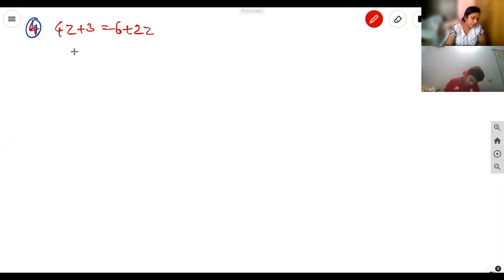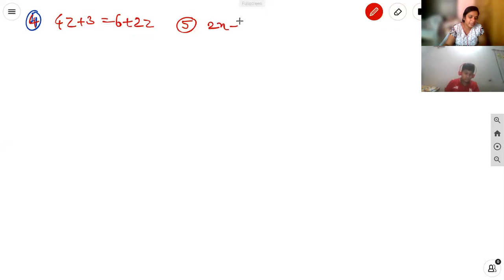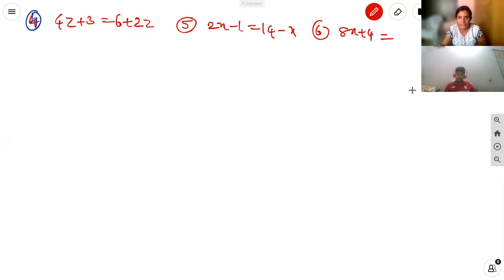Fourth question. 4z plus 3 equal to 6 plus 2z. Fifth question. 2x minus 1 equal to 14 minus x. Sixth one. 8x plus 4 equal to 3 into x minus 1 plus 7.